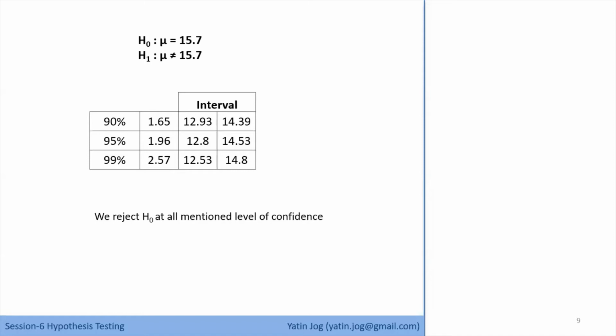Are you getting the same answers? Yes, sir. Okay, very good. So we'll go ahead. Even if you have completed one calculation for at least one confidence level, that is sufficient. The remaining you can do afterwards. So we'll go ahead now.